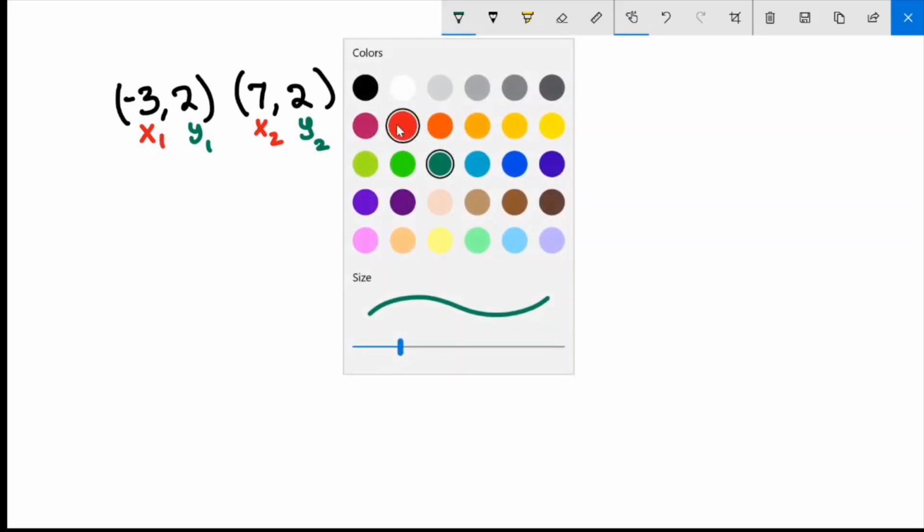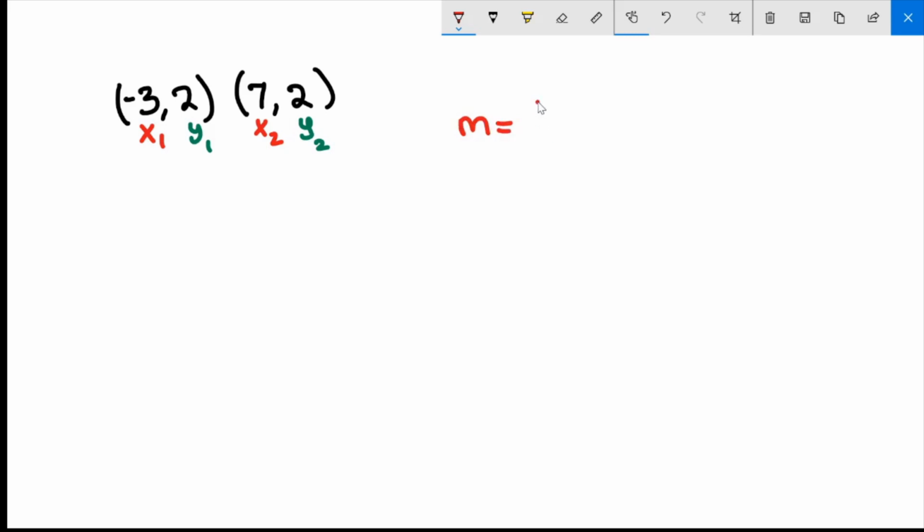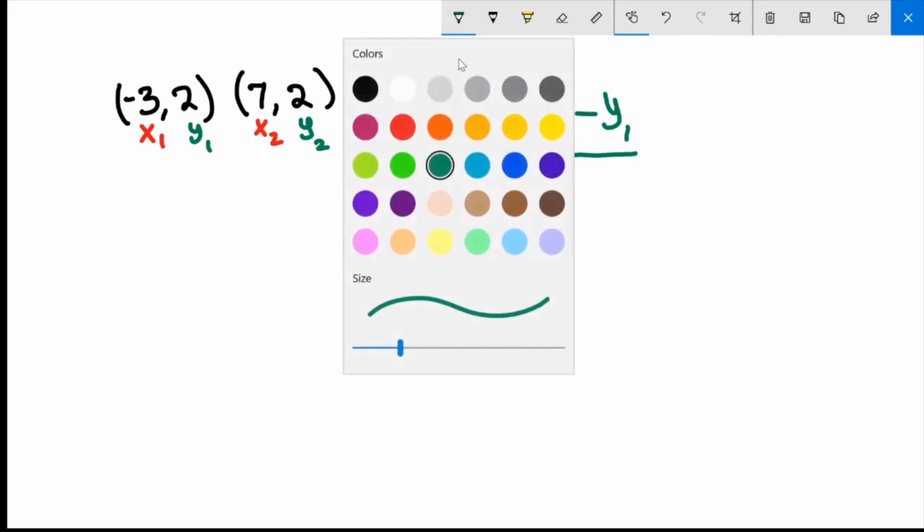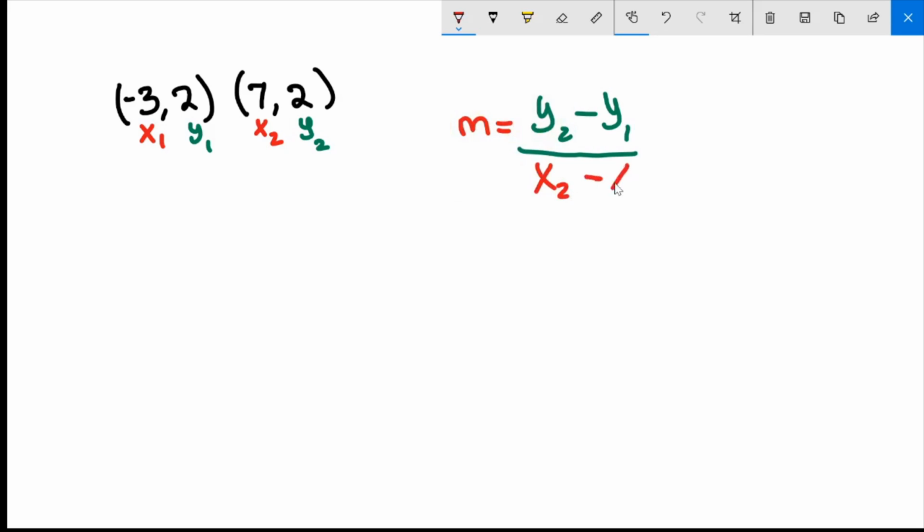Then I'll use the formula for slope. I'll say slope m equal to y2 minus y1 divided by x2 minus x1. So using that, m equals y2, which is right here, 2, minus y1, y1 is right here, 2, divided by x2, x2 is 7, minus x1. x1 is right here, and remember, x1 is -3. So please bring the -3 in parentheses like this.